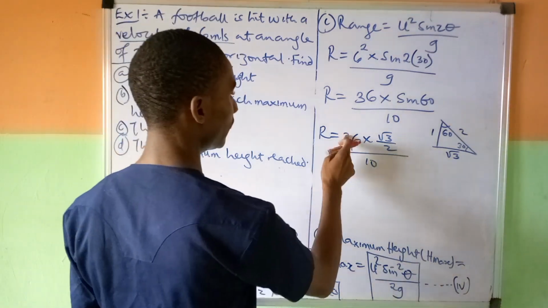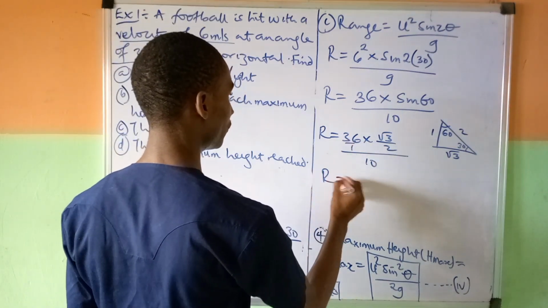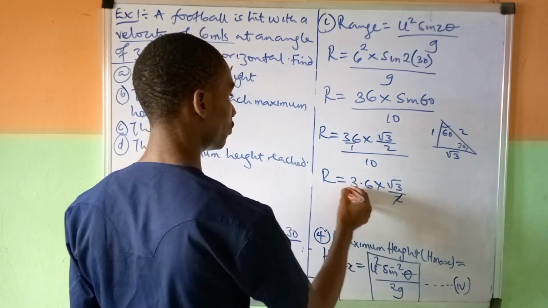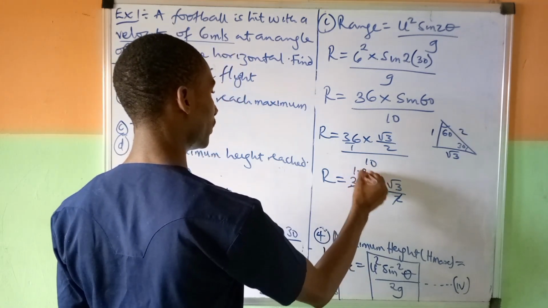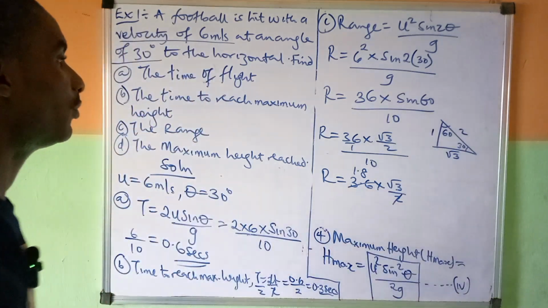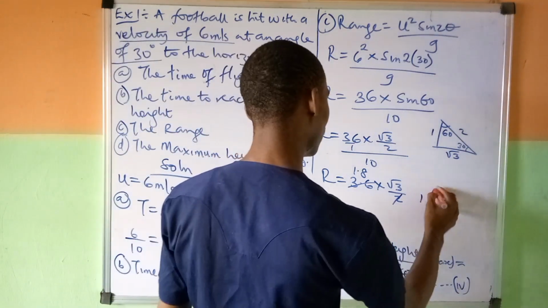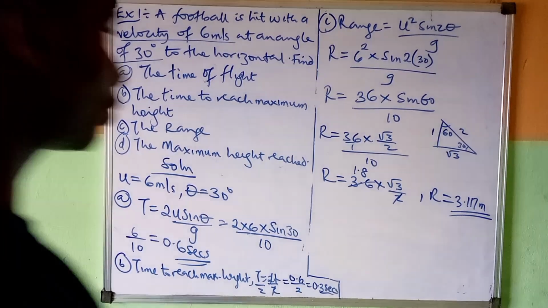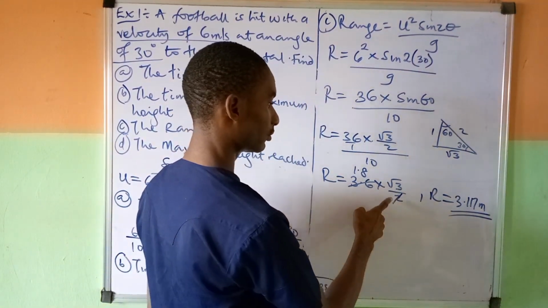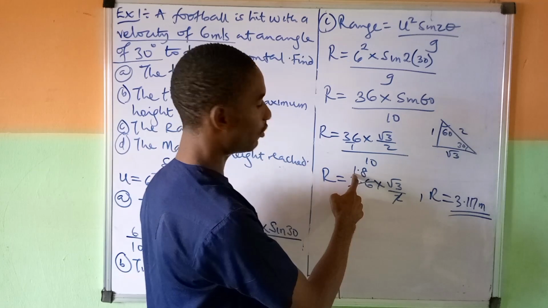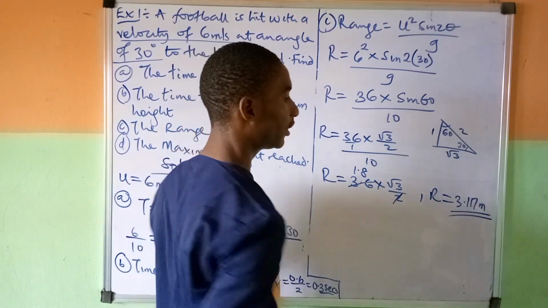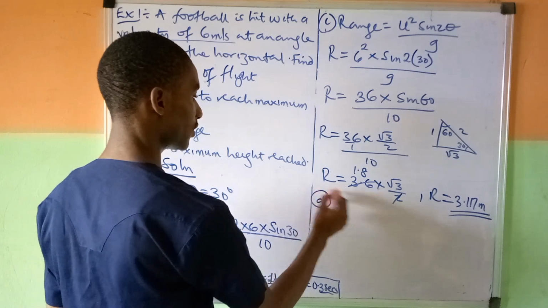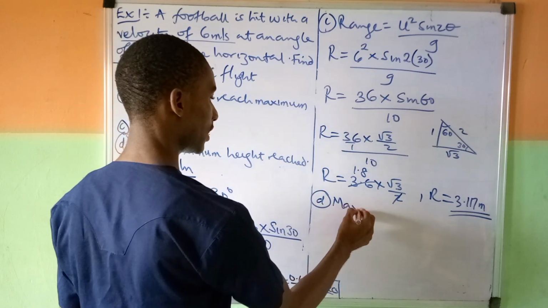If I divide 36 by 10, my R is going to be 3.6 times root 3 over 2. Then 2 can divide this, and I have 1.8 root 3. So when you multiply 1.8 by root 3, it's going to give you 3.117 meters. That is the range. And the last but not the least is the maximum height.